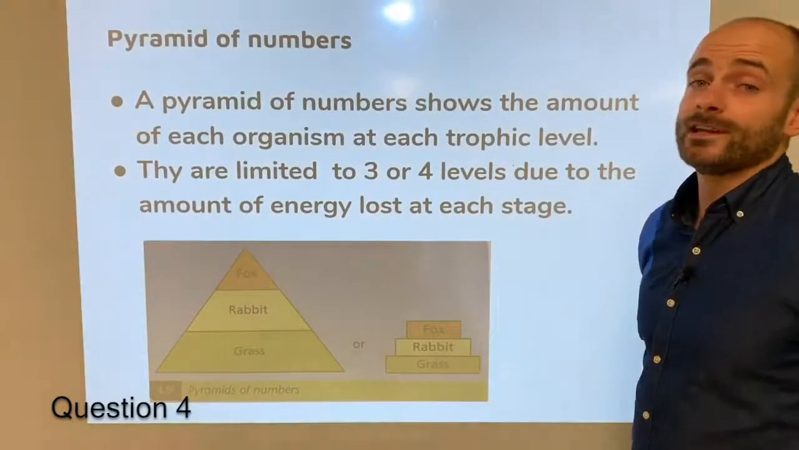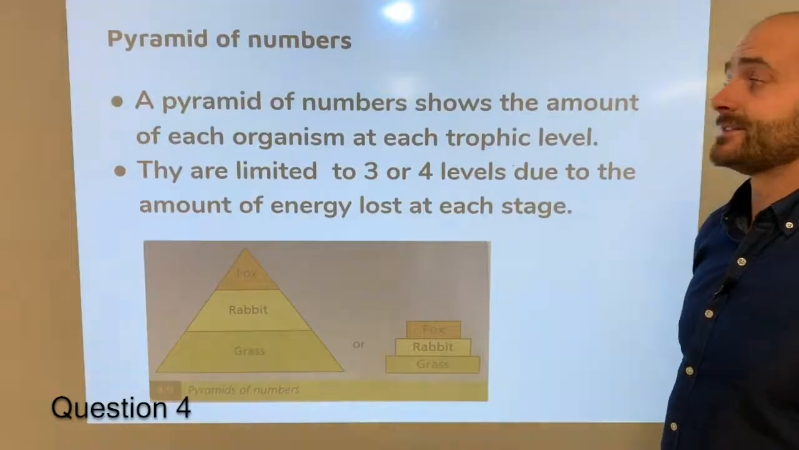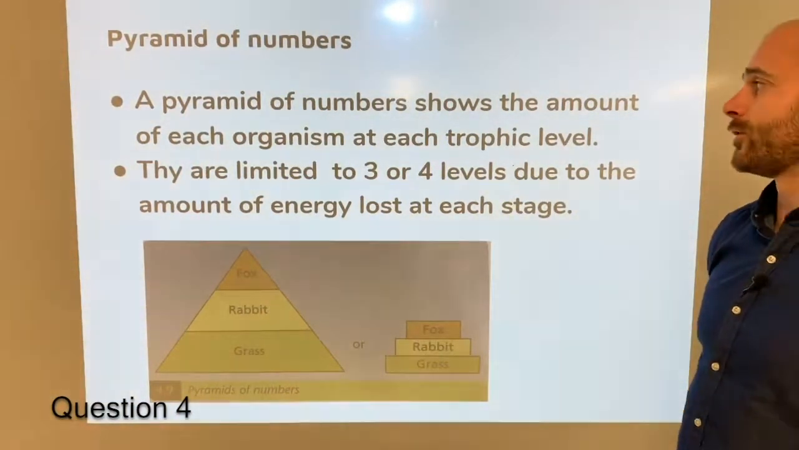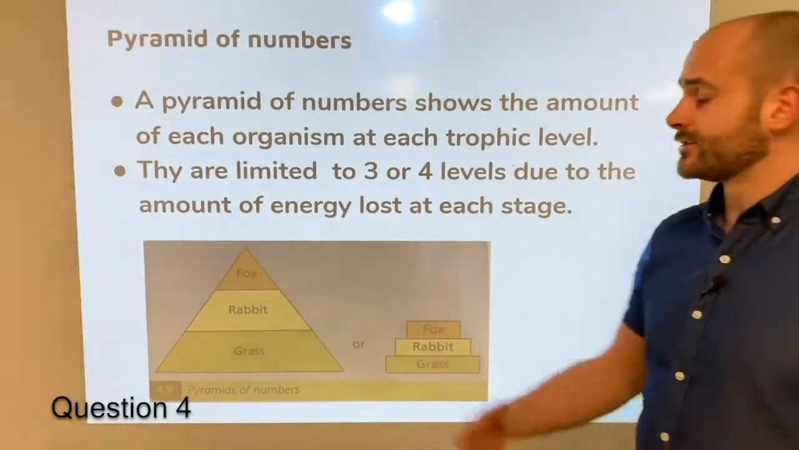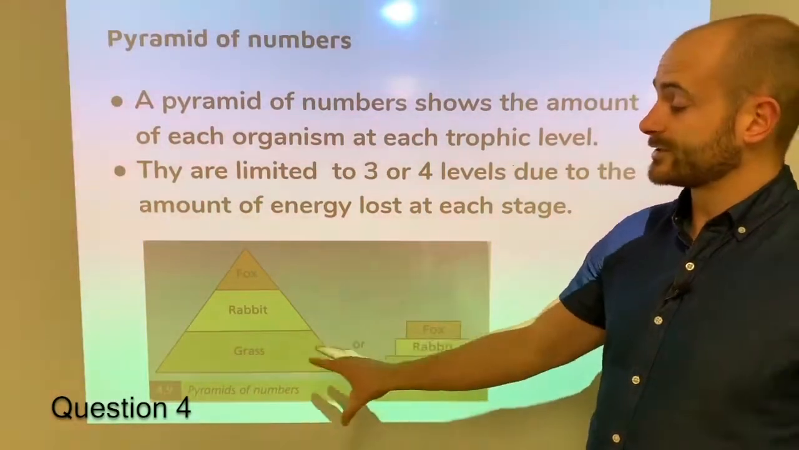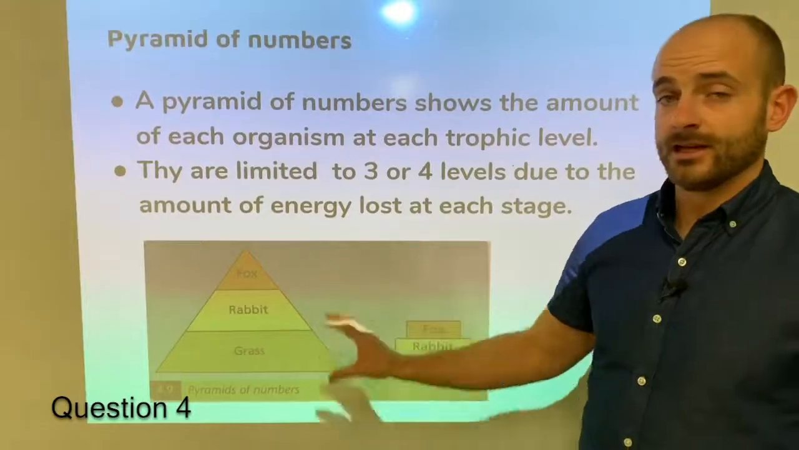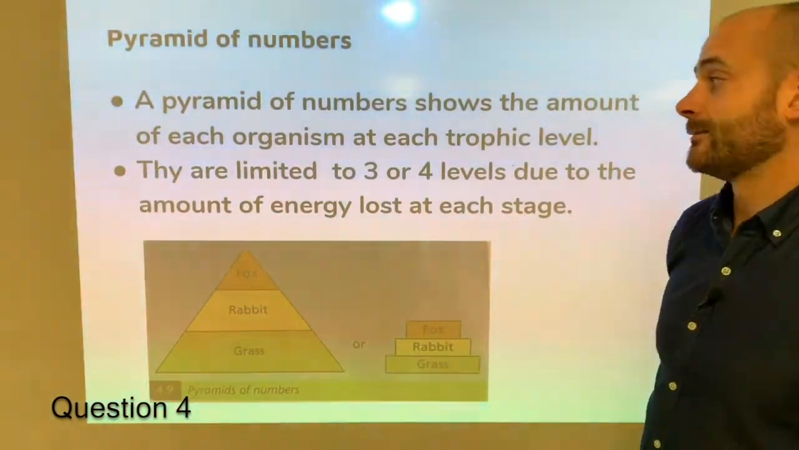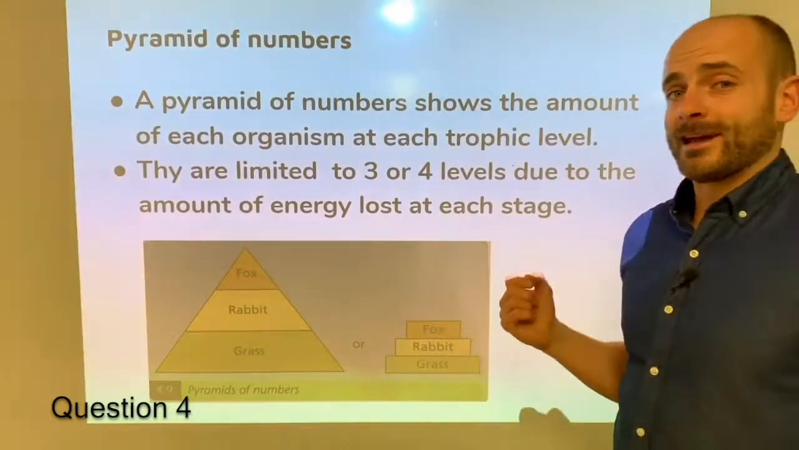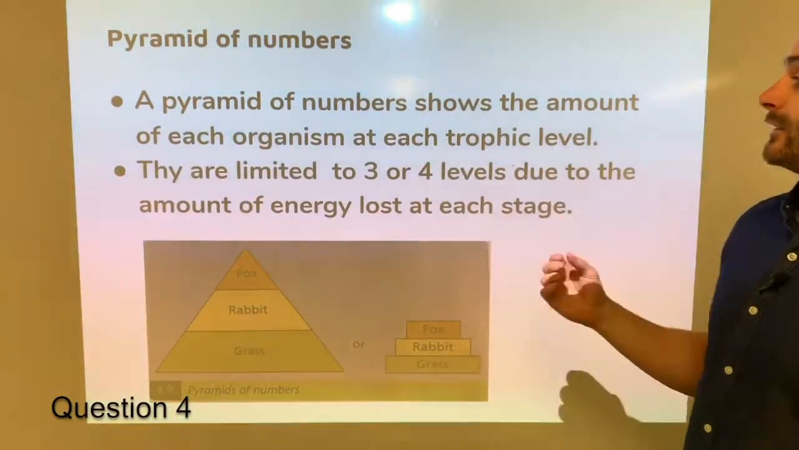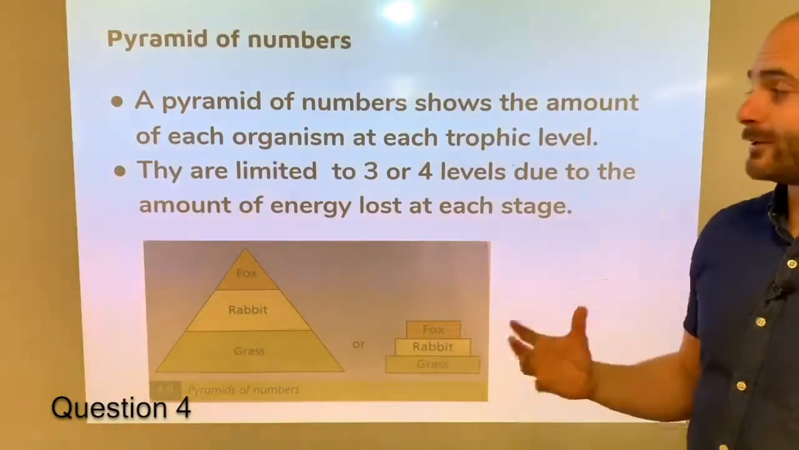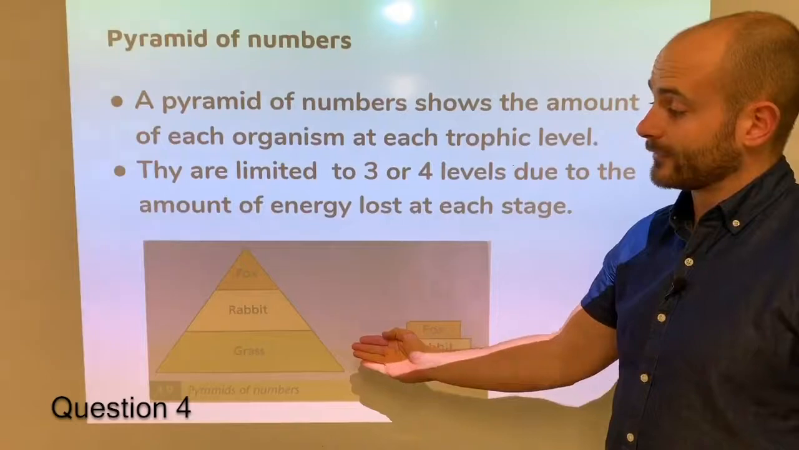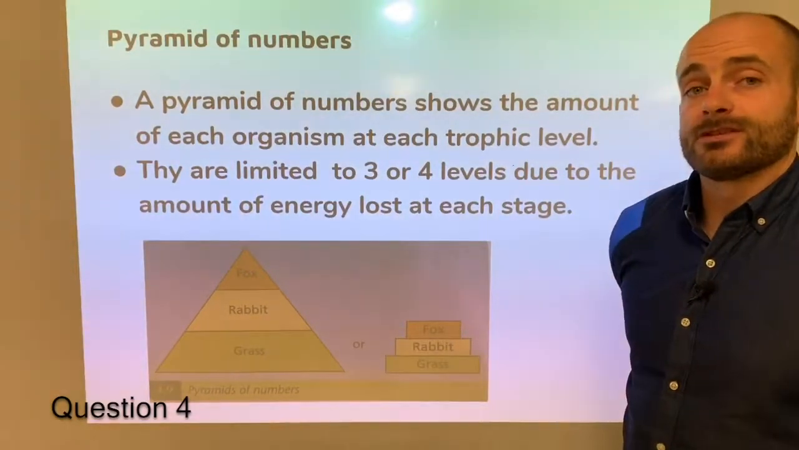Question 4 is a really commonly asked question on the Leaving Cert. It's about a pyramid of numbers. A pyramid of numbers shows the amount of each organism at each trophic level. So you can see here the first trophic level, the grass, there's a lot more grass than there are rabbits, and there's a lot more rabbits than there are foxes. And this is very typical of a food pyramid and a food chain. An important point, and it's been asked in the Leaving Cert, they are limited to 3 or 4 trophic levels. Why? Because there's so much energy lost at each stage. The energy transfer from trophic level to trophic level in a pyramid of numbers is huge.